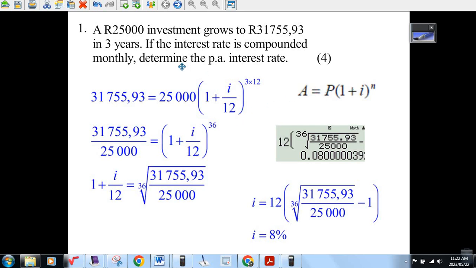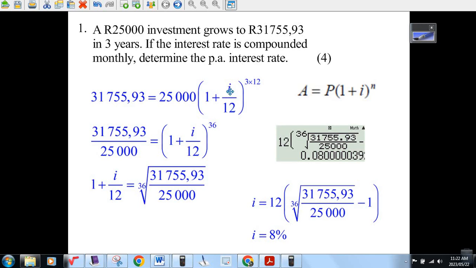So 25,000 grows to this amount. Well, that means 25,000 is the P, the investment you start with. And it grows to 31,000, so you fill it in like that. Then it's 1 plus I, but it says compounded monthly, and you've got to go I divided by 12.